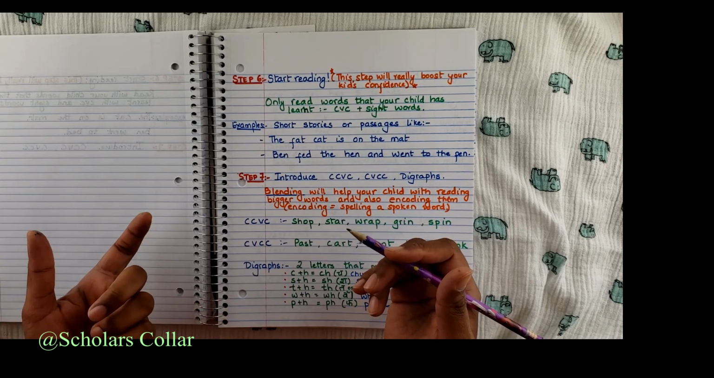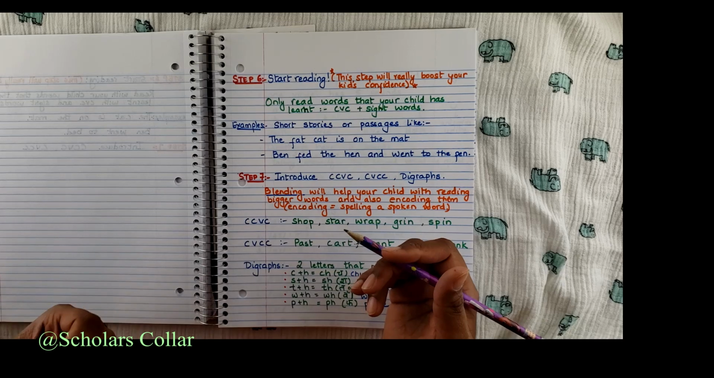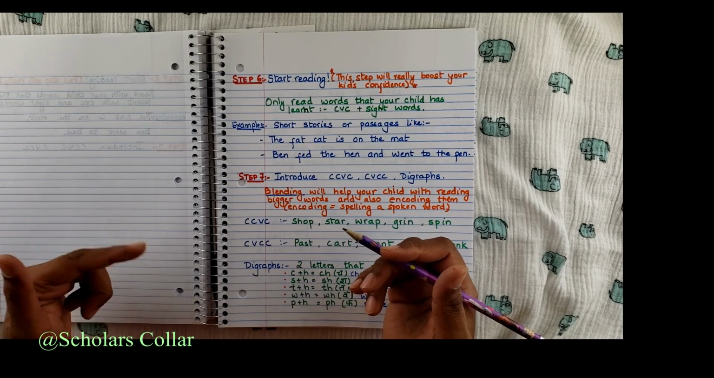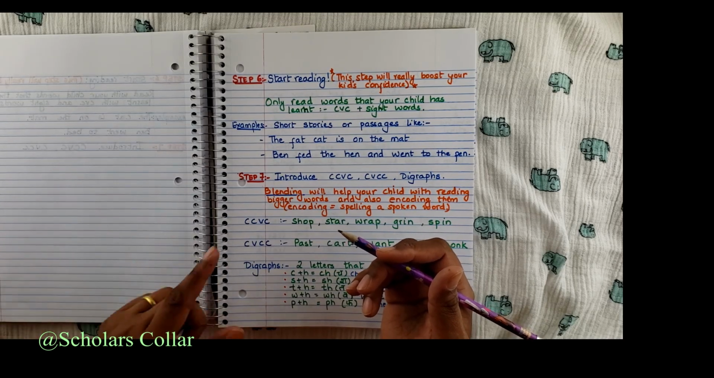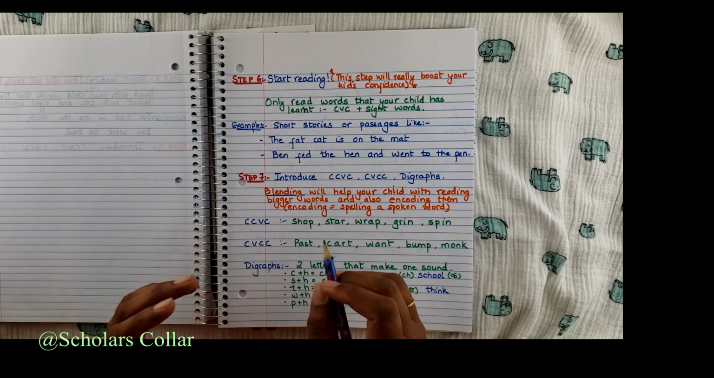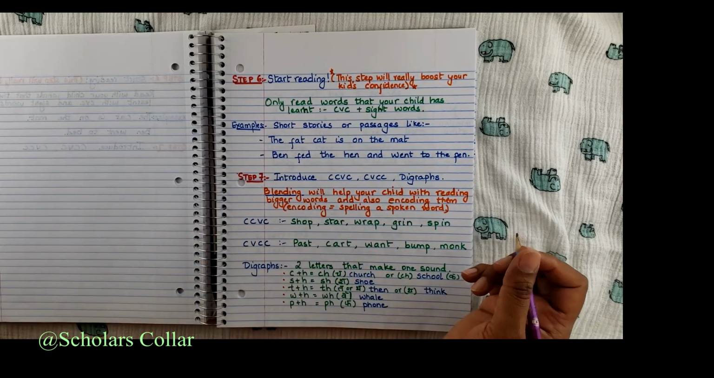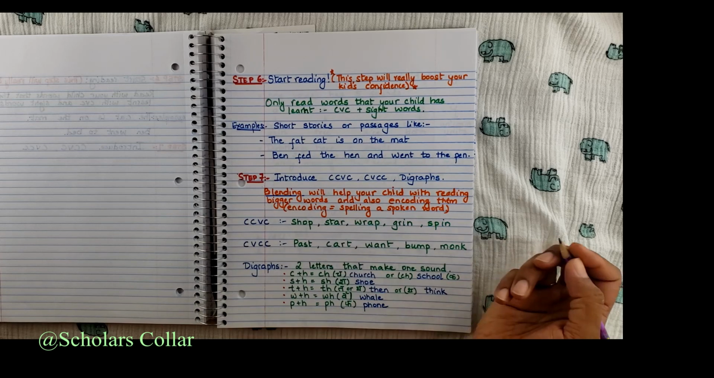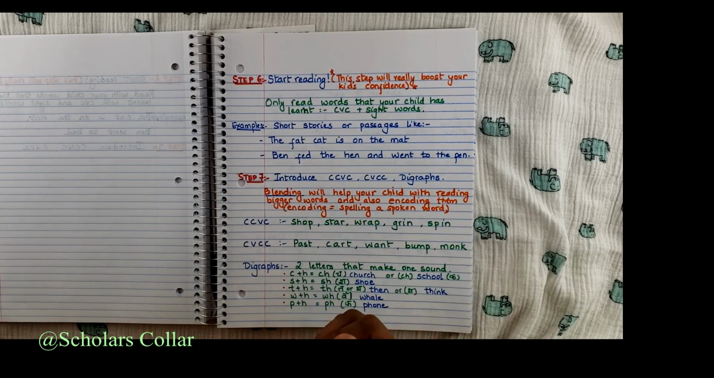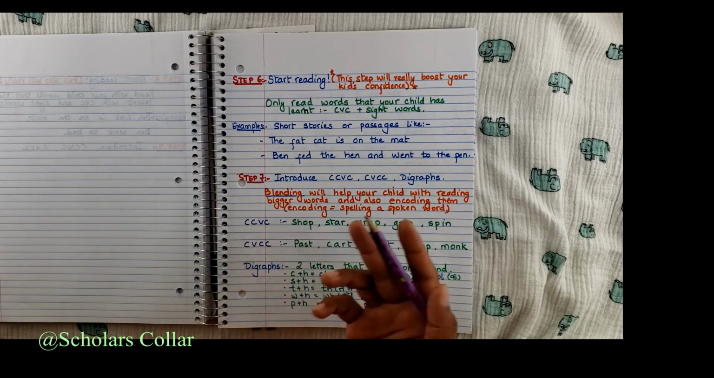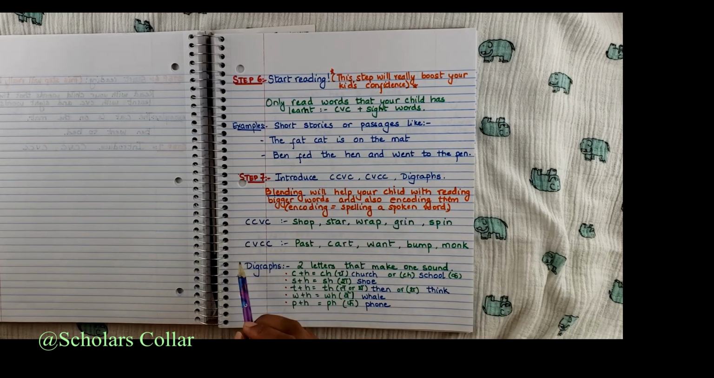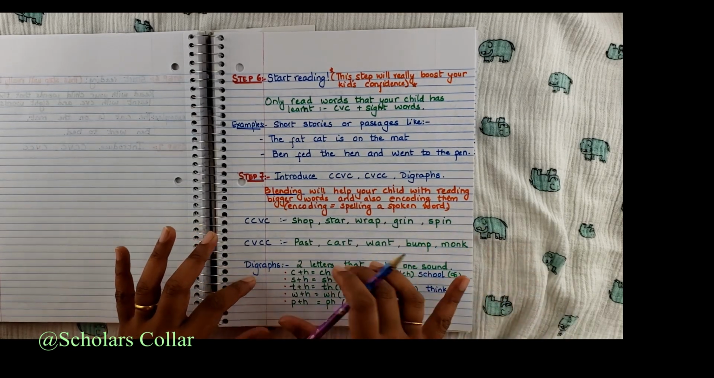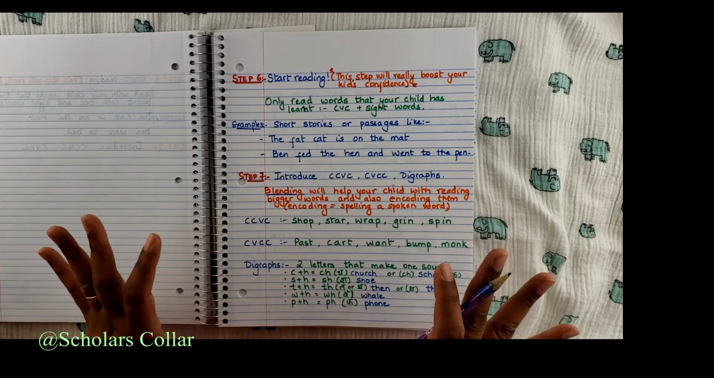So what's encoding? Encoding is he has to listen to what you said, and then in his mind replay it and be able to write it down. So clap, clap. So he'll be able to write those words down, right? So that's encoding. So we have CCVC words like shop, star, rap, grin, and CVCC words like pass, card, warrant. Okay, and then we have digraphs. So total we have 7 digraphs.